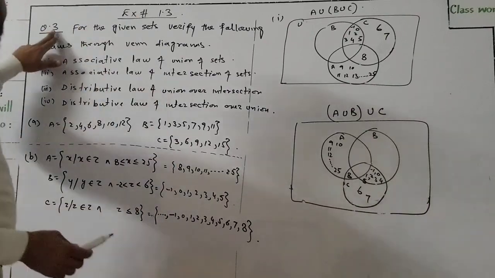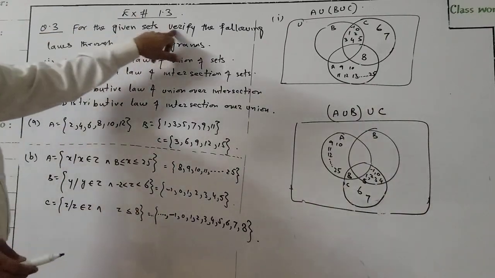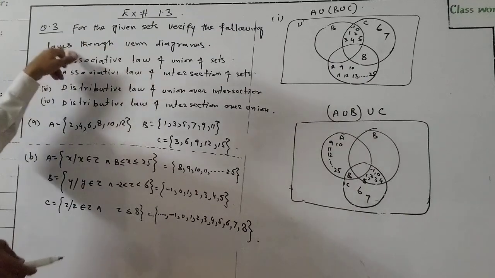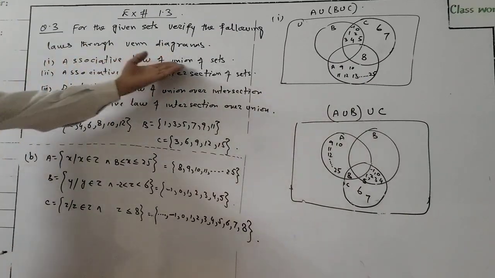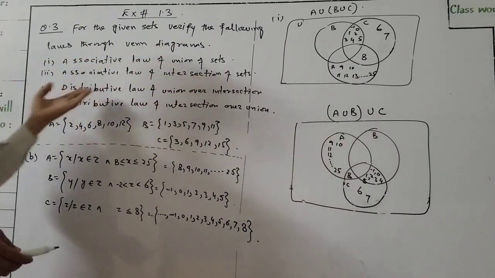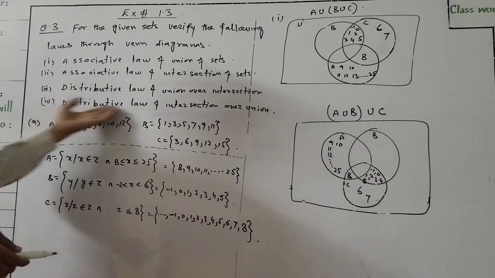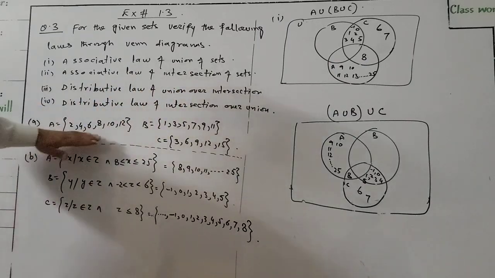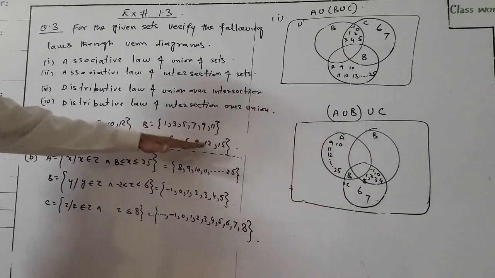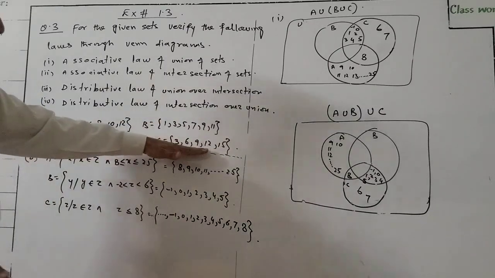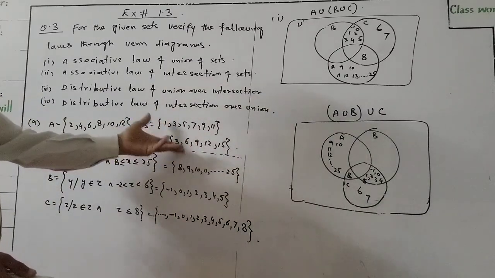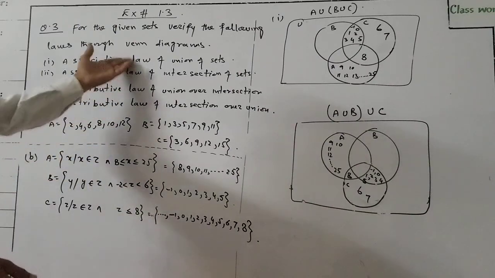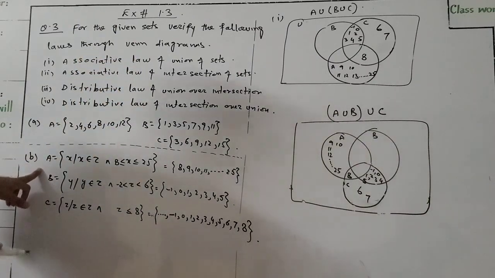Next question, question number 3. For the given sets, verify the following laws through Venn diagram: associative law of union, associative law of intersection, distributive law of union over intersection, and intersection over union. For the given sets, set A, set B, set C. These sets are easy, so that's why we have to verify the given properties on them.